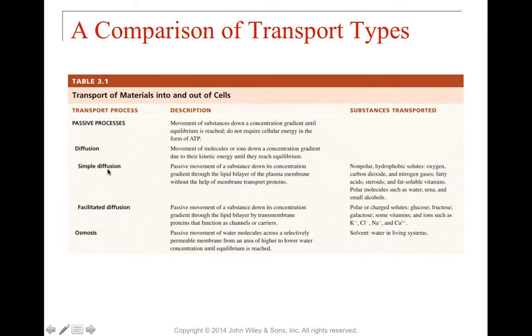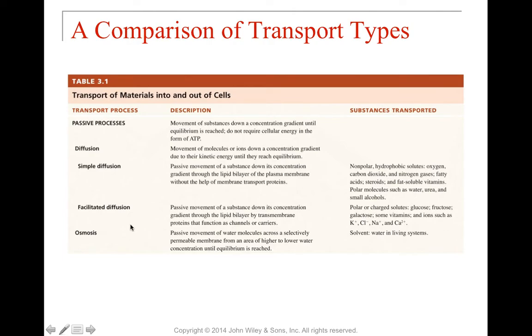Simple diffusion is basically when we are going to have the motion of a substance down the concentration gradient without the help of any transport proteins. But if we do need to have transport proteins, remember we had carrier proteins and channel proteins, and that's called facilitated diffusion. Again, we're still going with the concentration gradient from high to low, but in this case we're going to need some sort of carrier, and that's if we have a polar substance or a charged substance, things like sugars, which are pretty large, different types of vitamins and ions, which might be charged.